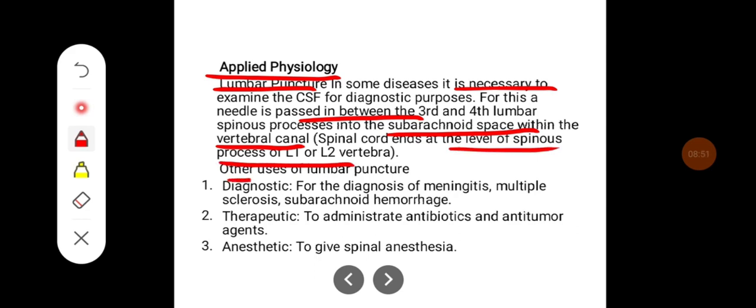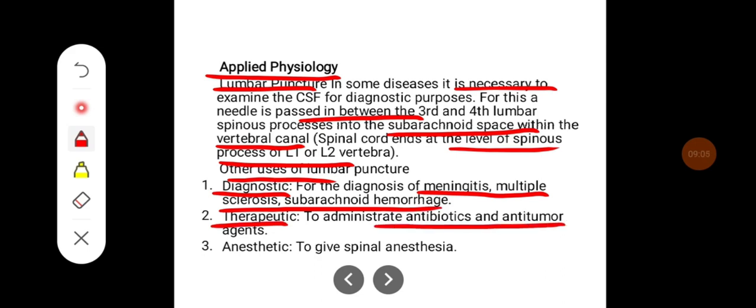The other uses of lumbar puncture are diagnosis of meningitis, multiple sclerosis, and subarachnoid hemorrhage. It is used as therapeutic as well, to administer antibiotics and anti-tumor drugs, and it is used to give anesthesia, to administer spinal anesthesia.